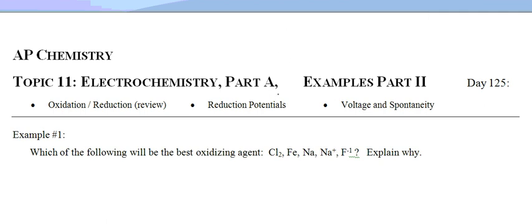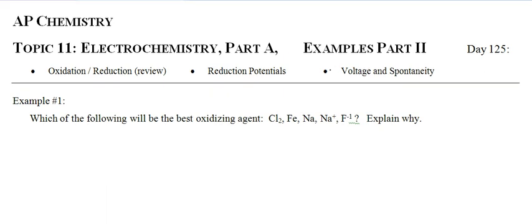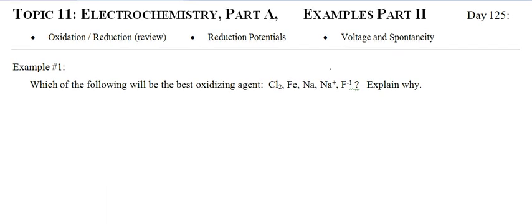Example number 1, which of the following would be the best oxidizing agent? From our choices we have chlorine, Cl2, iron metal, no charge, sodium, no charge, sodium ions with a +1 charge, and fluoride ions with a -1 charge. The question also wants us to explain why this would be the best oxidizing agent.